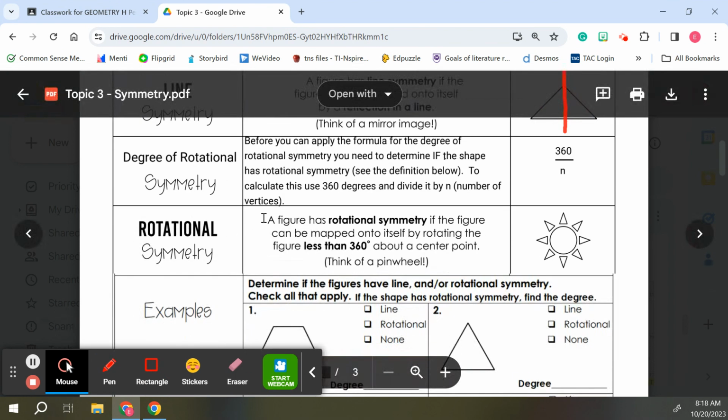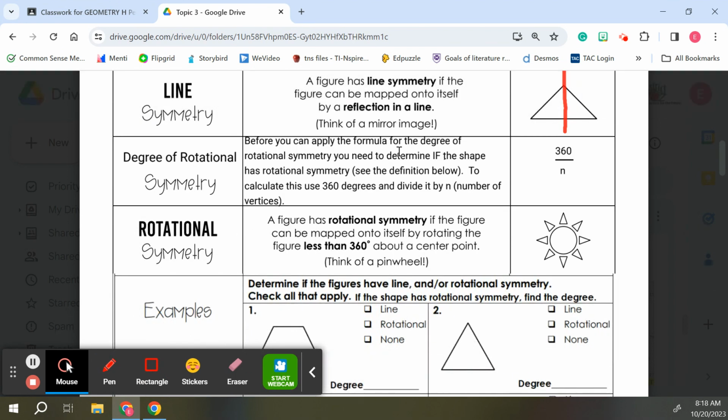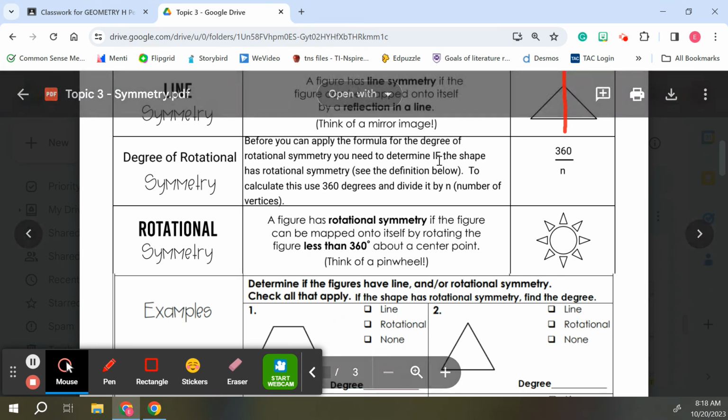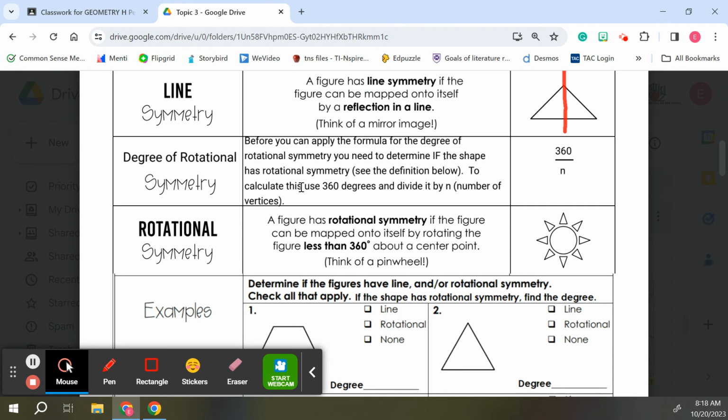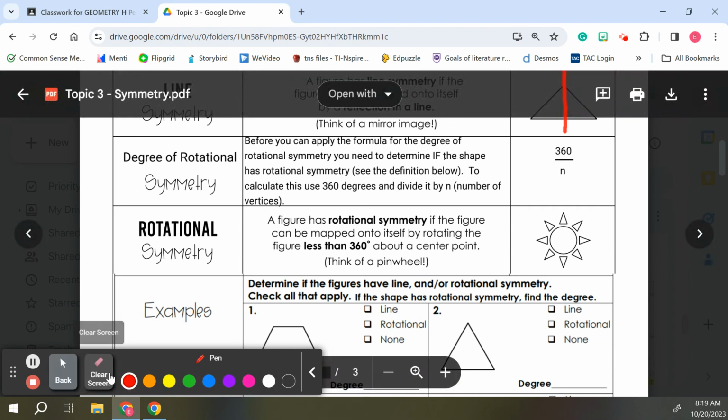Next, we have the degree of rotational symmetry. Before you can apply the formula for the degree of rotational symmetry, you need to determine if the shape has rotational symmetry, and that definition is below. To calculate this, use 360 degrees and divide it by n, the number of vertices. Here is a hint though, this only works for regular polygons. It will not work for anything else. Anything else, you might have to eyeball it, okay?